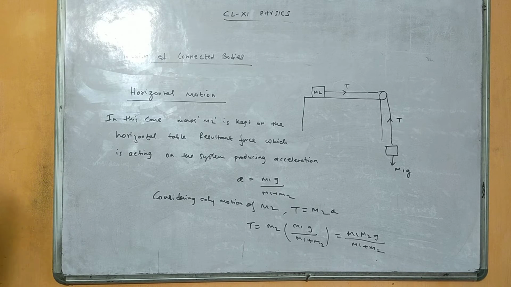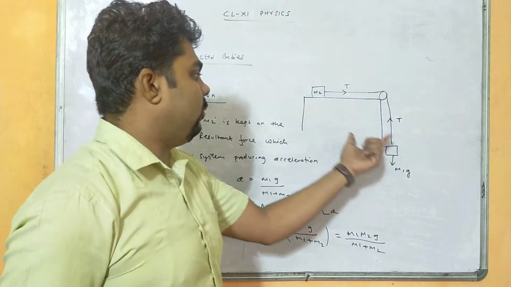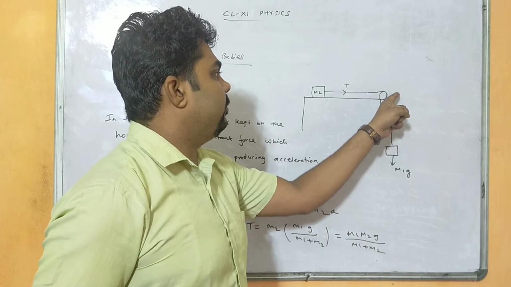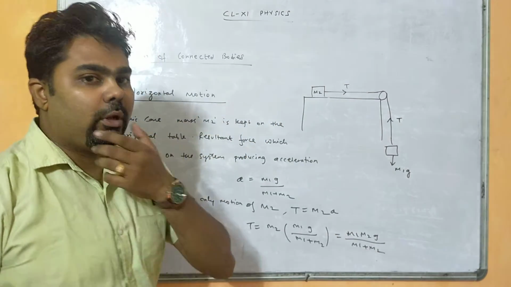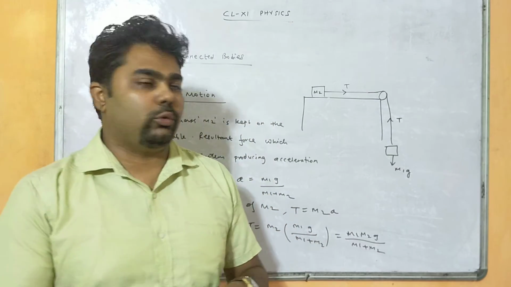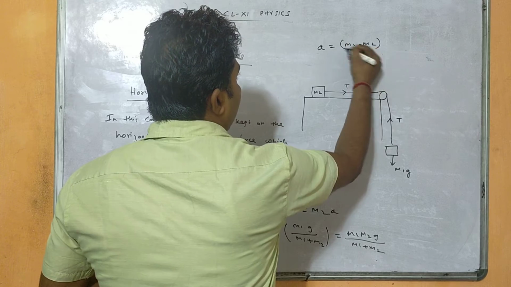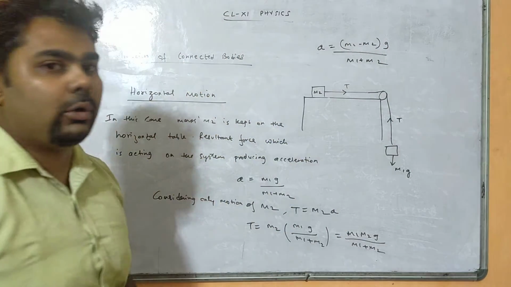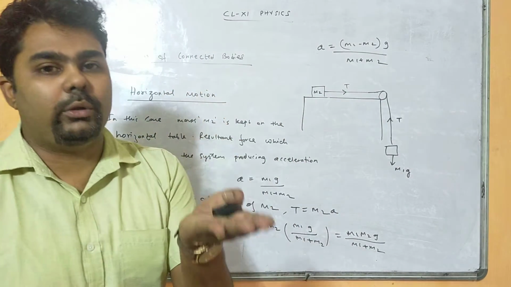Connected bodies, now horizontal motion. You see, one mass is resting on a table and is connected with a thread having tension T, which passes over a pulley and is further connected to the other mass m2. Now just now we saw that when the two masses were connected over a pulley in vertical motion, we got acceleration as (m1 minus m2)g by (m1 plus m2). This was the acceleration when both are passing over a pulley and one is going down and one is going up.